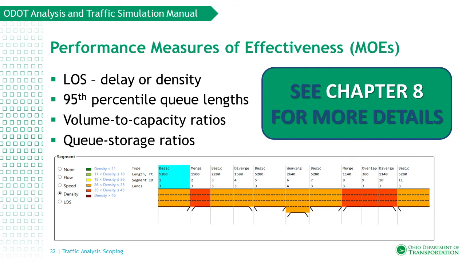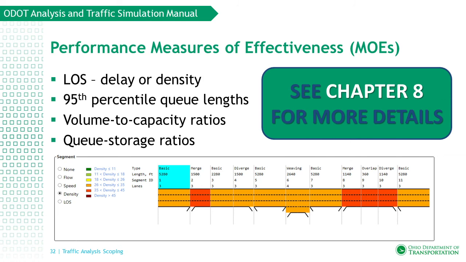However, level of service alone does not necessarily give insight about the overall performance of the facility. Thus, additional quantifiable measures should be included in the analysis to better assess the performance of the location or network being analyzed. At a minimum, the outputs of level of service, delay or density, 95th percentile queue lengths, volume to capacity ratios, and queue storage ratios should be reported for all analysis. Additional MOEs can be reported based on the project being analyzed.